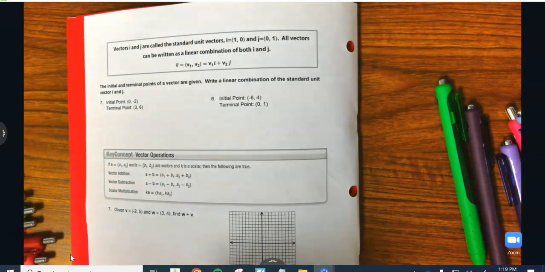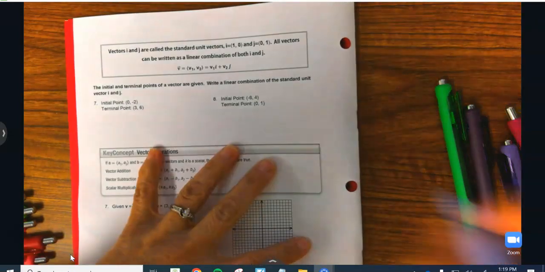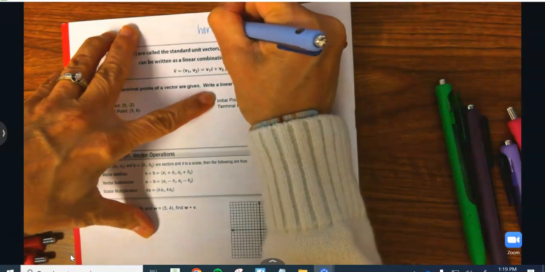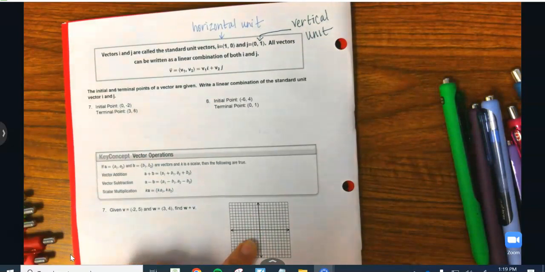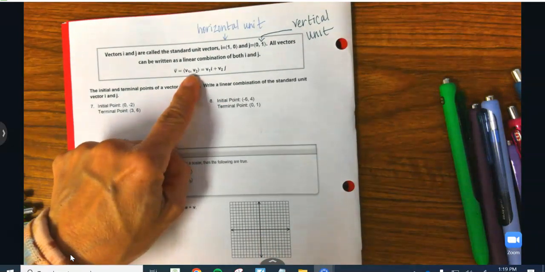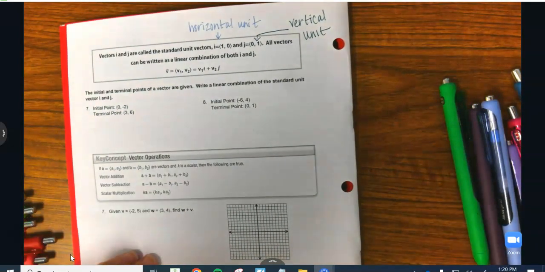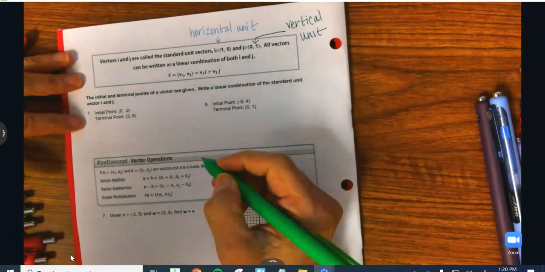For the next one, we are going to talk about unit vectors. For now, all you need to understand is that we have horizontal unit vectors and we have vertical unit vectors. I know this is a horizontal unit vector because the 1 is first. Look, this one has the 1 second, so I know that is a vertical unit vector. It just shows movement. All you need to understand is it shows one movement vertically, one movement horizontally.